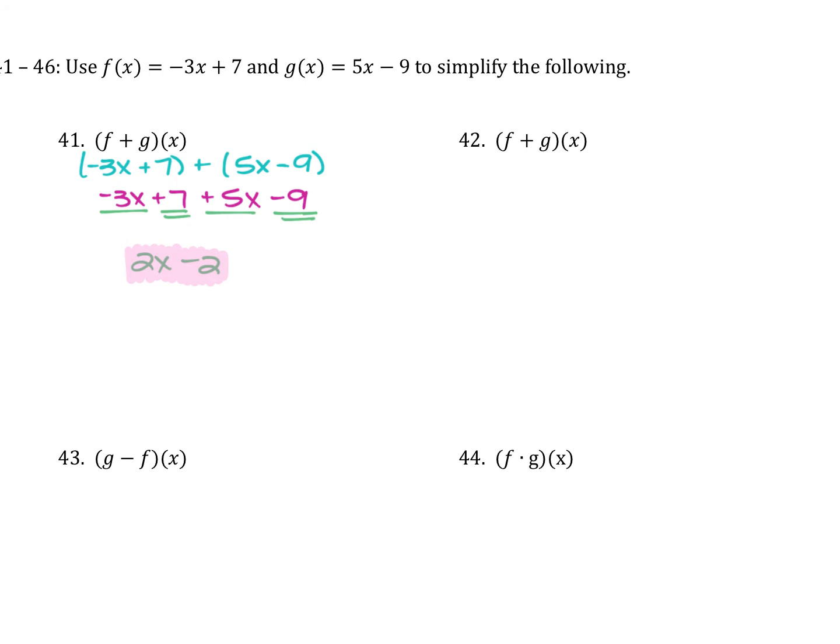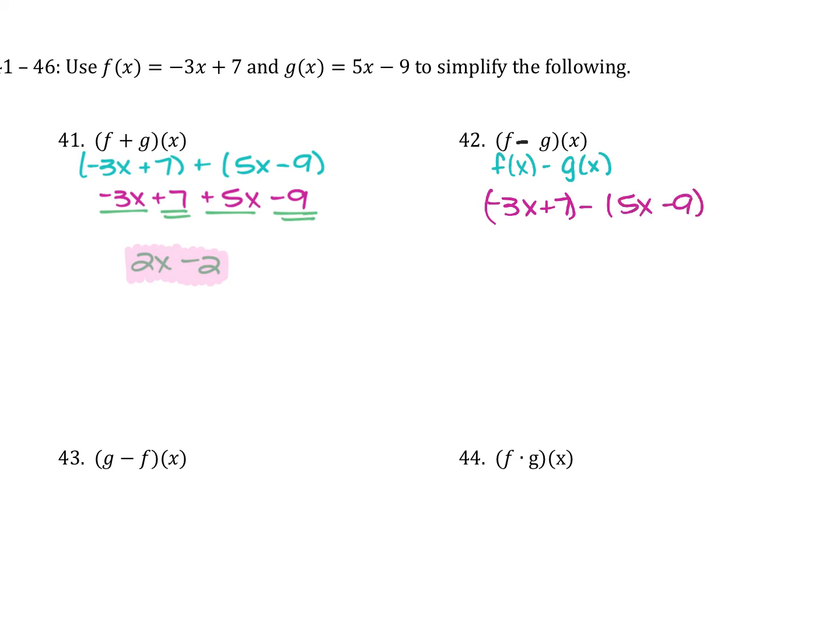For 42, you have the same functions as 41, but I want you to change it to be f minus g of x. That one is different than 43, which is g minus f of x. So with this one, you are doing f of x minus g of x. F of x, we said, is the negative 3x plus 7, and then g of x is the 5x minus 9.